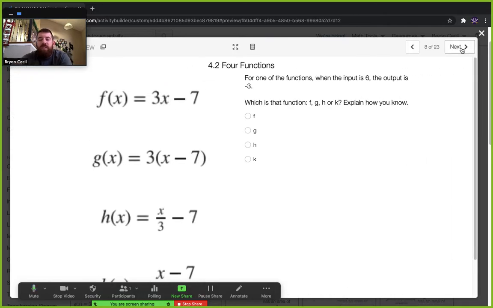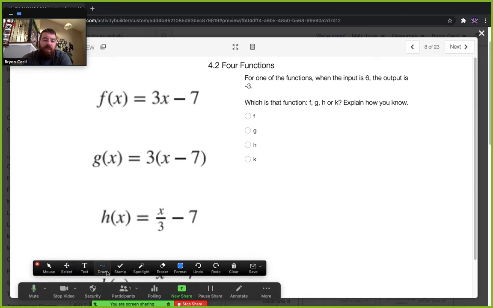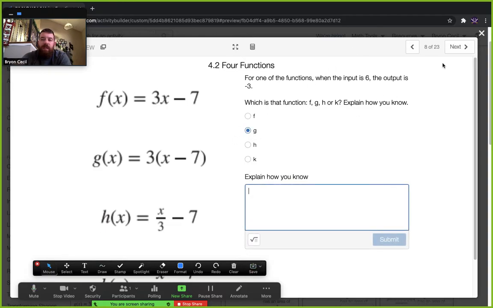For which of these functions, when the input is 6, is the output -3? If I plug a 6 in there, 3 times 6 is 18, 18 minus 7 is 11. Here, this is my input, so 6 minus 7 is -1, times 3 is -3. So we're going to use g of x there.